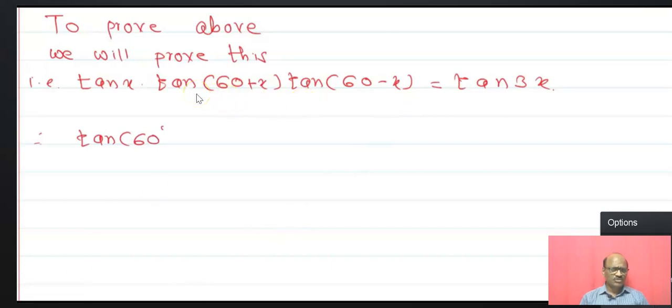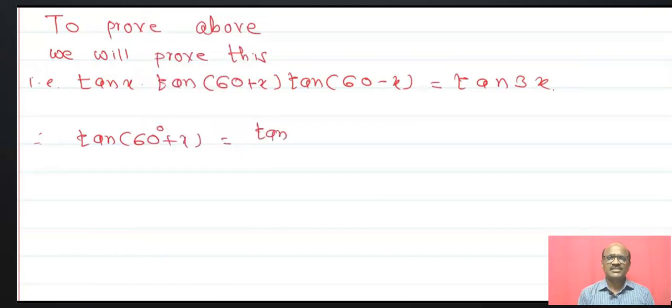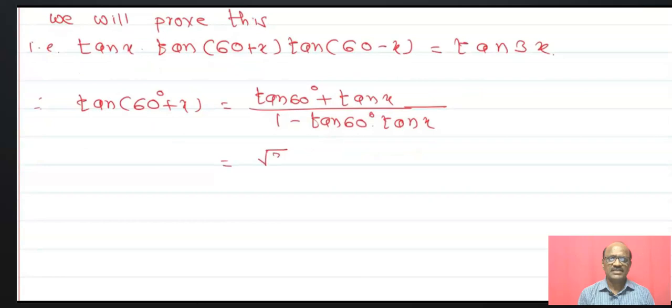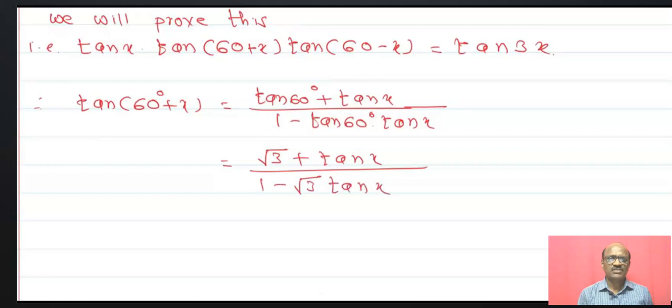Now what do we do? First of all, we will expand tan of 60 plus x, and we will also expand tan of 60 minus x, and then multiply them. Now see this here. Tan of 60 plus x is tan 60 plus tan x upon 1 minus tan 60 into tan x. Next, tan 60 is root 3, so it is root 3 plus tan x upon 1 minus root 3 into tan x. That is the tan of 60 plus x.